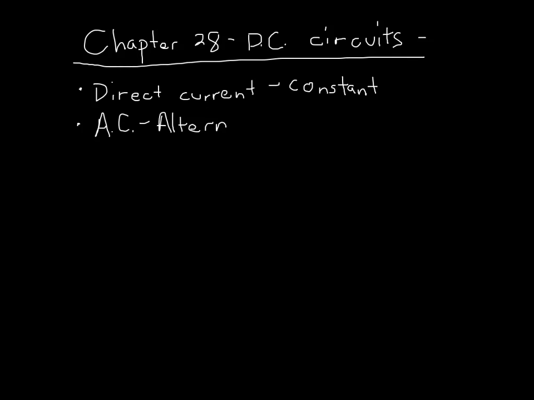Chapter 28 is going to tell us all about DC circuits. DC stands for direct current. And in a DC circuit, you have a constant supply of current that stays the same. This is contrary to something called an AC current, which stands for alternating current. In an alternating current, your current flips between positive and negative. And what we're going to focus on today is talking about direct current.